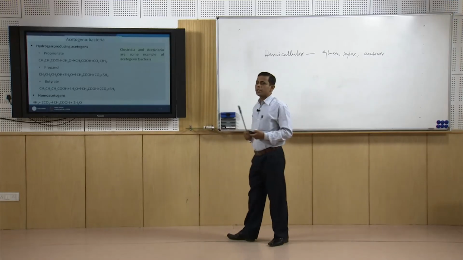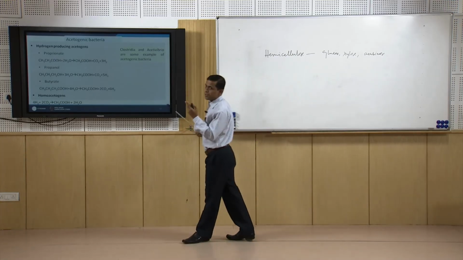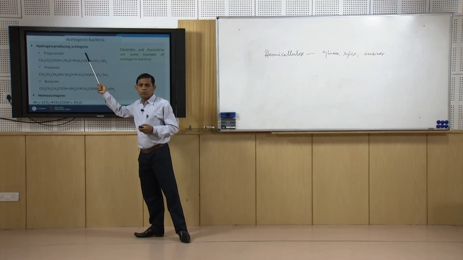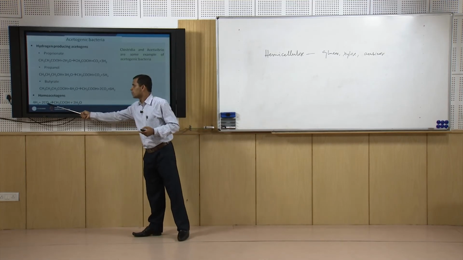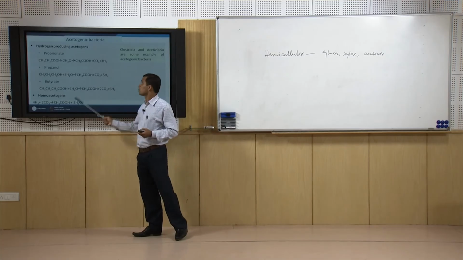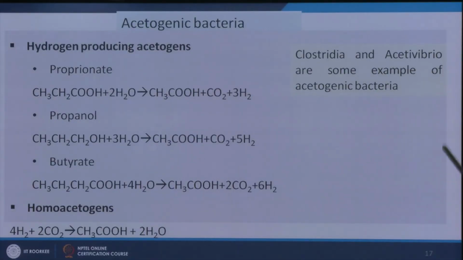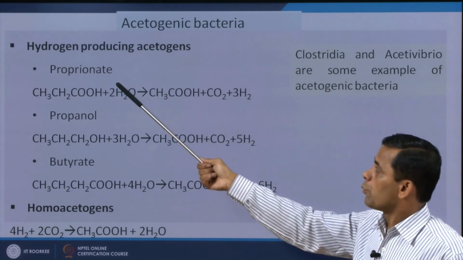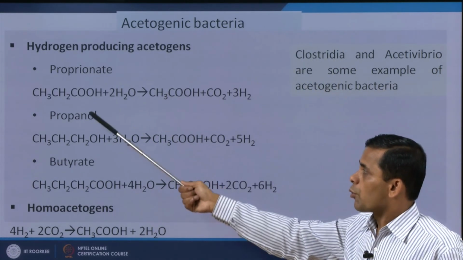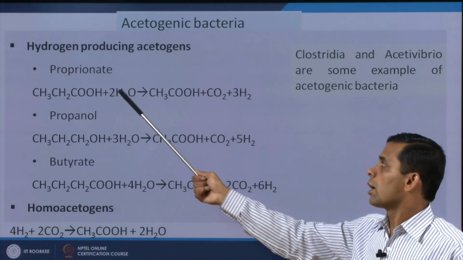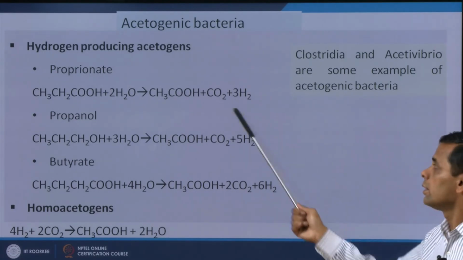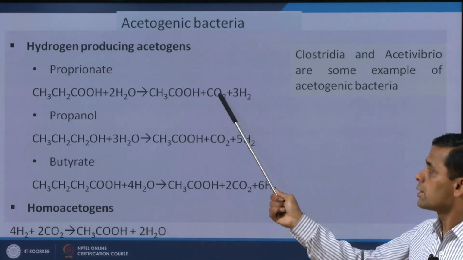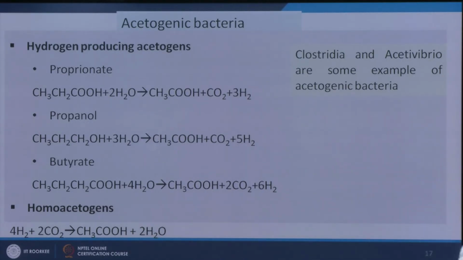Now, we will see acetogenic bacteria. We have seen two types of acetogenic bacteria: hydrogen producing acetogens and homoacetogens. H2 plus CO2 is converted to CH3COOH by these microorganisms. Clostridia and Acetivibrio are some examples of these acetogenic bacteria, and propionic acid, propanol, and butyric acid are converted to acetic acid by these microorganisms. But in this case hydrogen is formed, and in the second case this hydrogen and CO2 react to give us CH3COOH.